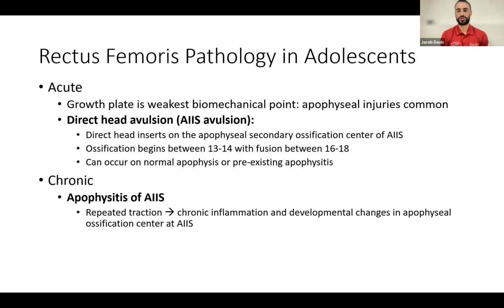As far as the chronic injuries, this is going to be your more apophysitis picture. Just like you would have apophysitis in other areas of the body, you can have apophysitis at that ossification center on the inferior iliac spine. This is going to be due to chronic repetitive traction on that ossification center, resulting in chronic inflammation and developmental changes in this ossification center.